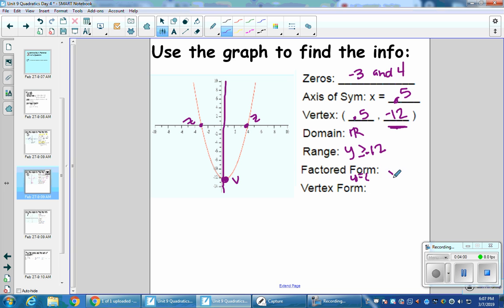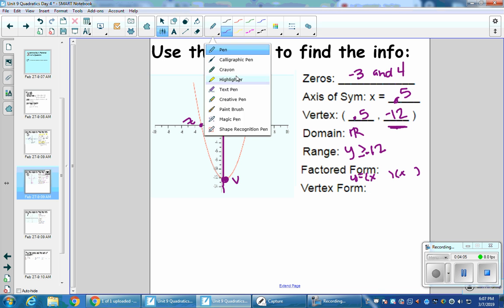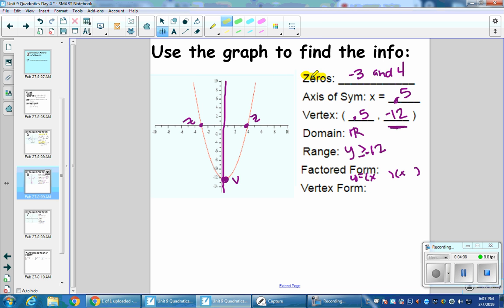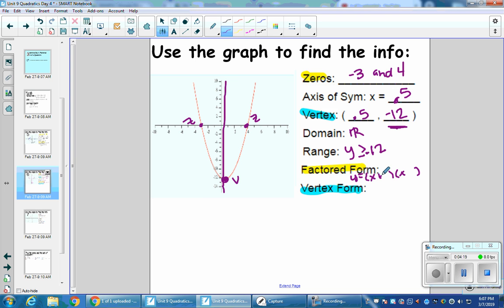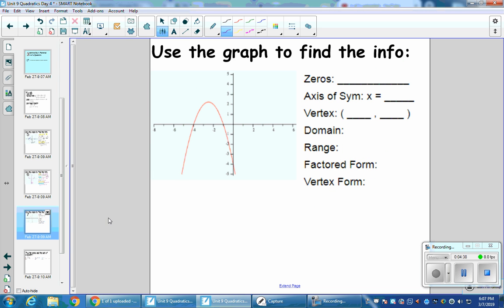Factored form is the double parentheses, and we're using our zeros to get factored form. So I really want you to point out right here that we're using the zeros to get factored form, right? We're using the vertex to get vertex form. All right, so for factored form, we're using the -3, so it turns to a +3. And we're using the +4, so it turns to a -4. Vertex form is the parentheses squared, right? The vertex is right 0.5, so it's -0.5 and down 12. Right, go ahead and pause the video and try this one on your own.